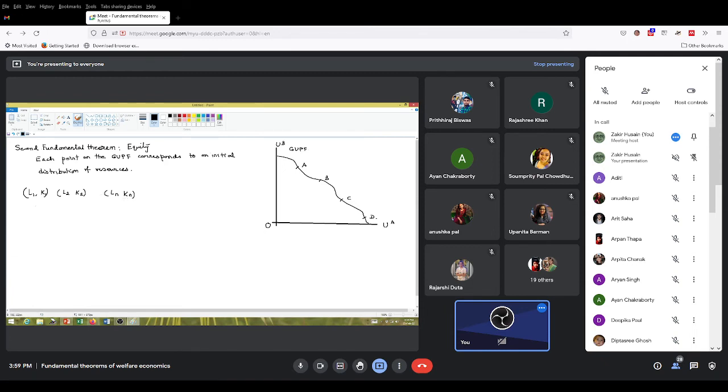Okay. Now, if you have a very unequal distribution, see, we are talking about only two people. So let us drop these terms. So we have got only L1, K1, L2, K2. Suppose this first person has a lot of labor and a lot of capital, and the second person has a very low amount of labor and capital. What is going to be the income? Which income will be higher, or will it be the same?